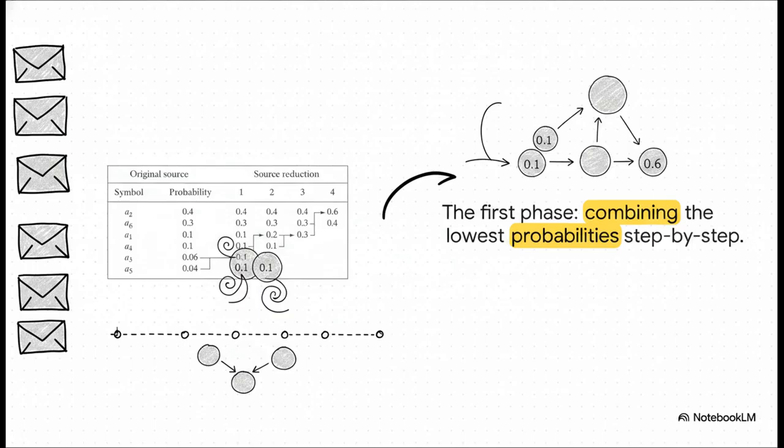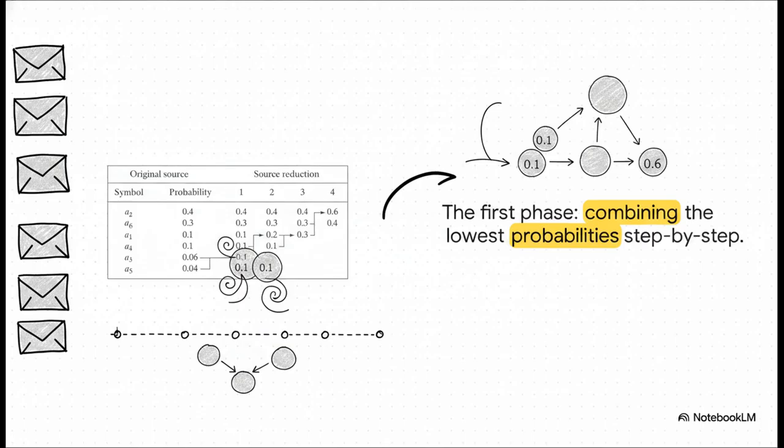Following our rules, we take the bottom two, A3 at 0.06 and A5 at 0.04, and we combine them. 0.06 plus 0.04 gives us 0.1. Boom! We inject that new 0.1 right back into the list. Now we've got a new set of bottom numbers. We grab the lowest two again, in this case A4 at 0.1 and our newly created 0.1, and combine them to make 0.2. We literally just repeat this cascading process, sliding over step by step until the very end where we're left with just two numbers, 0.6 and 0.4.